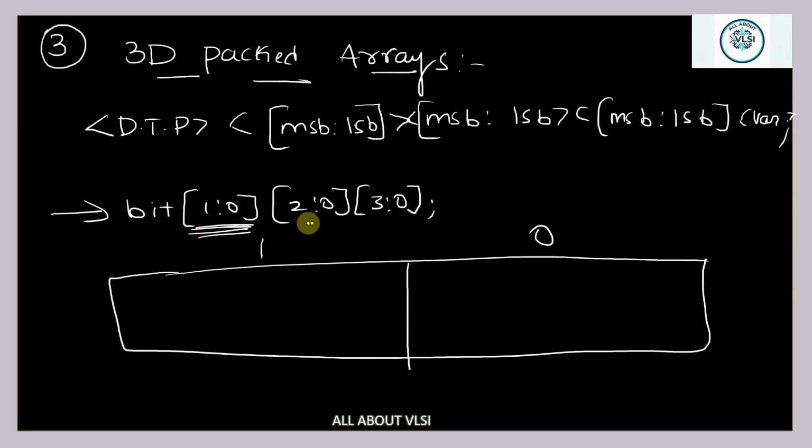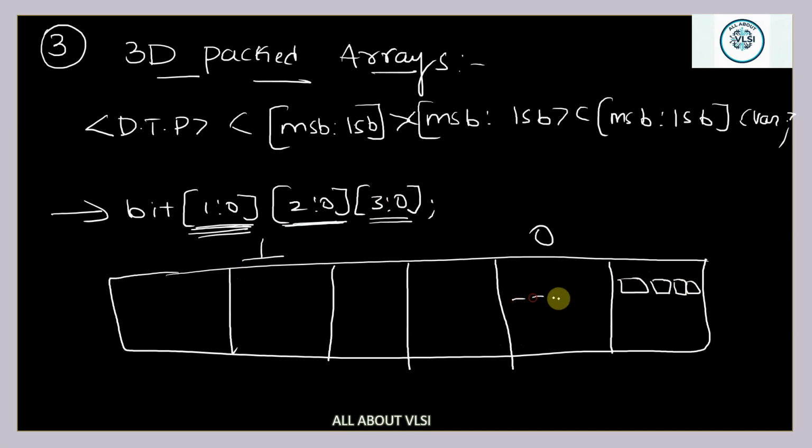And in each section, we are going to have 3 groups. So this is 1, 2, 3 groups. And in each group, we are going to have 4 bits. So this is 1, 2, 3, and 4, 1, 2, 3, 4, 1, 2, 3, 4. 4 bits of data. Okay. So this is how your 3D packed array is going to look.